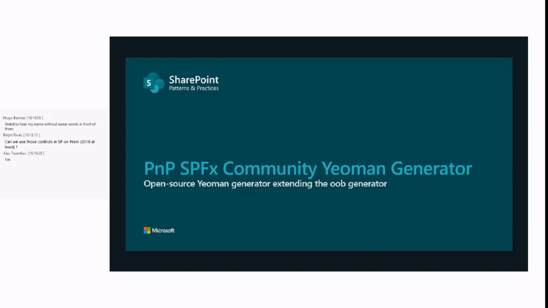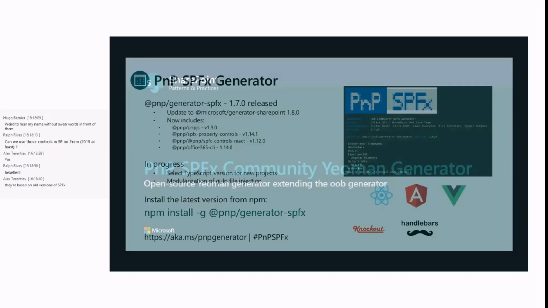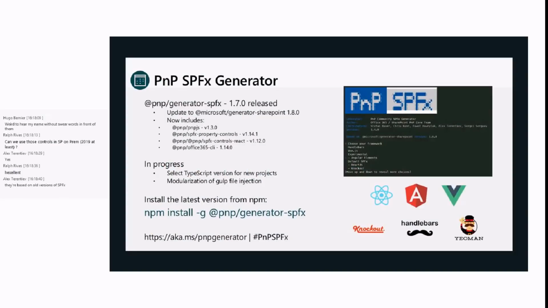Stepping then into the Community Yeoman generator. So this is an open source Yeoman generator built on top of the out-of-the-box SPFx Yeoman generator. So using this generator will get you a quote-unquote real SPFx project with all the same dependencies and underlying files, build processes, and so forth.